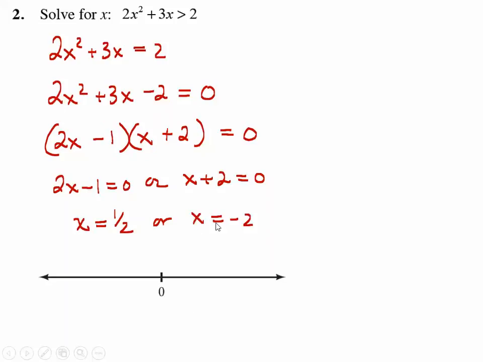These are my x-intercepts. So at 1, 2, 3 there, -1, -2, -3. And there are my 2 dots here. So a half is halfway between 0 and 1, and negative 2. Alright, just like the previous problem here, let me go with test points.